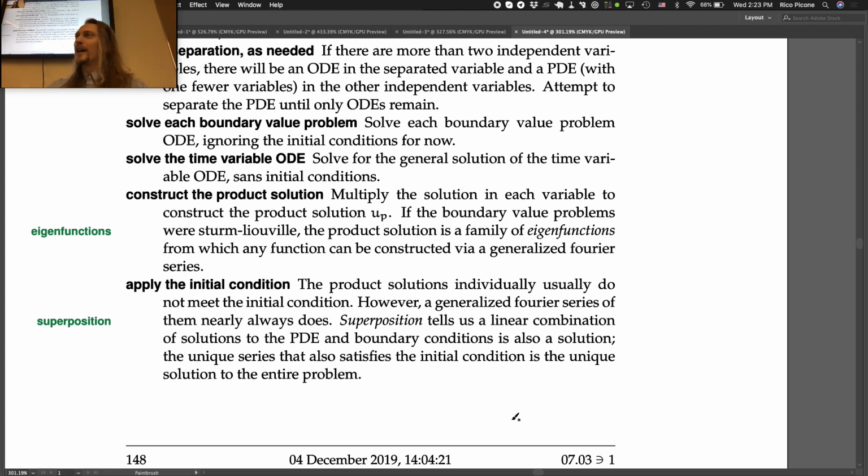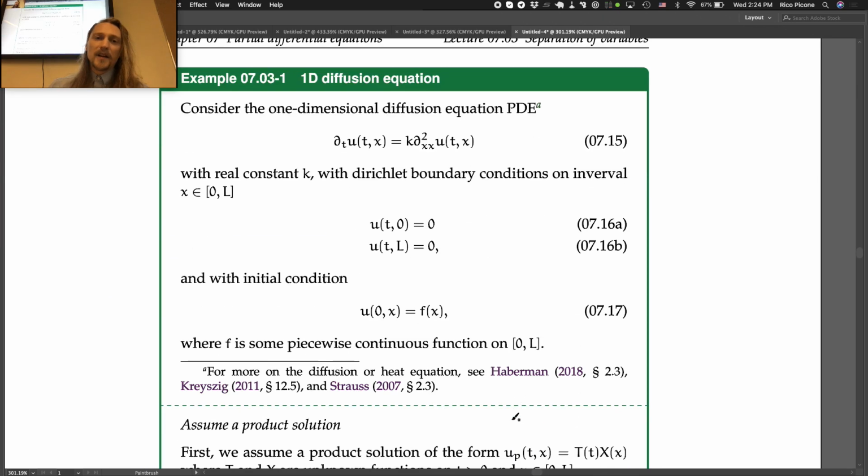So that's how we're going to do it. We're going to kind of bootstrap our way. We're going to say, okay, let's hope it's separable. Okay, it's separable. And we'll solve each of these boundary condition problems. We'll find solutions that meet the boundary conditions. Then we're going to meet the initial condition by constructing a Fourier series that satisfies that initial condition. And then we'll have our solution. So that's our process here. And we'll see it in an example now.